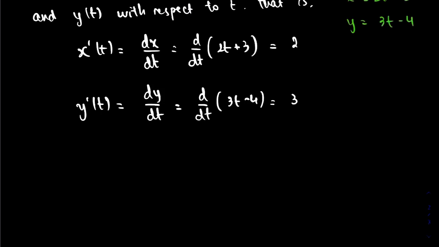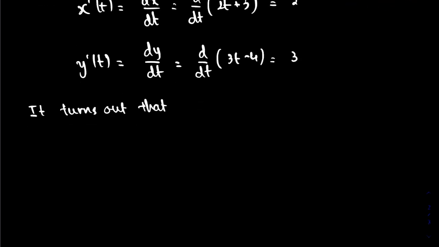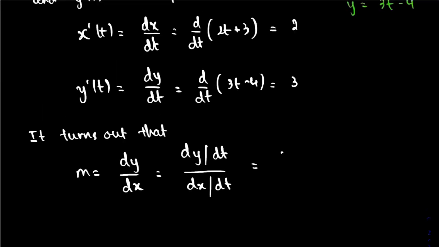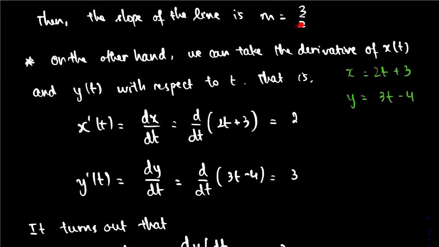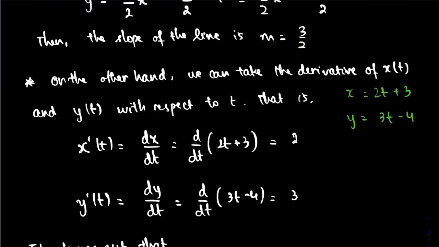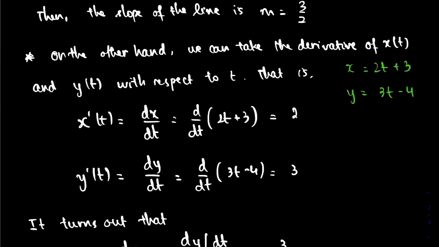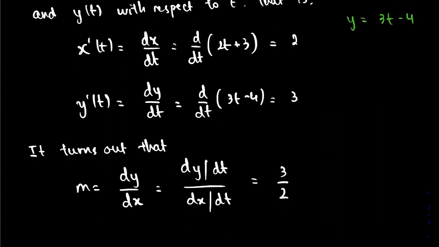So it turns out that if you look closely, the slope m is equal to dy/dx. The slope of the line, dy/dx, is actually equal to dy/dt over dx/dt. This gives me 3/2, which is equivalent to the slope found in the first approach. So this example shows us that the derivative of y with respect to x can also be related to the parametric equations: dy/dx is equal to dy/dt over dx/dt.